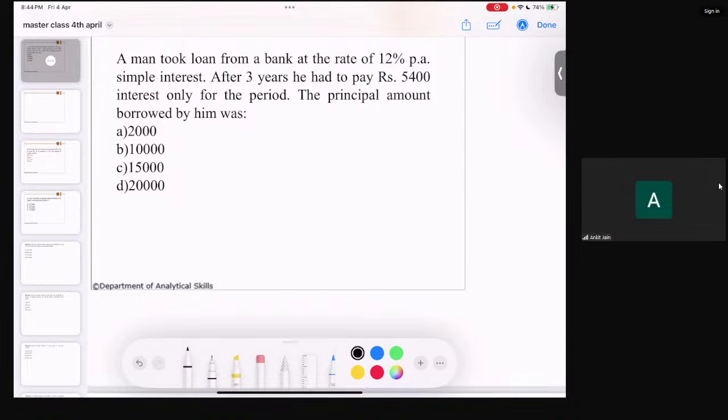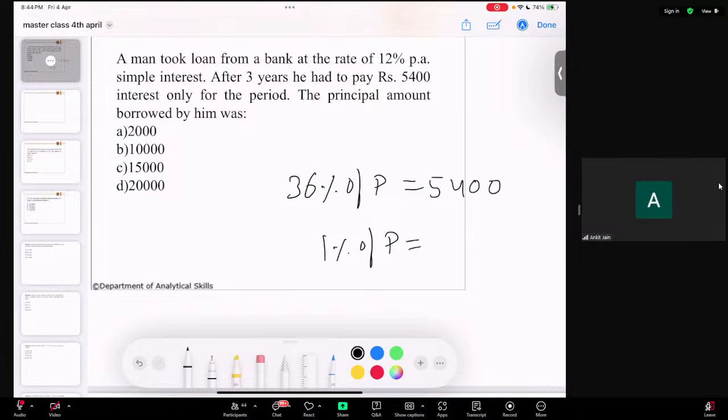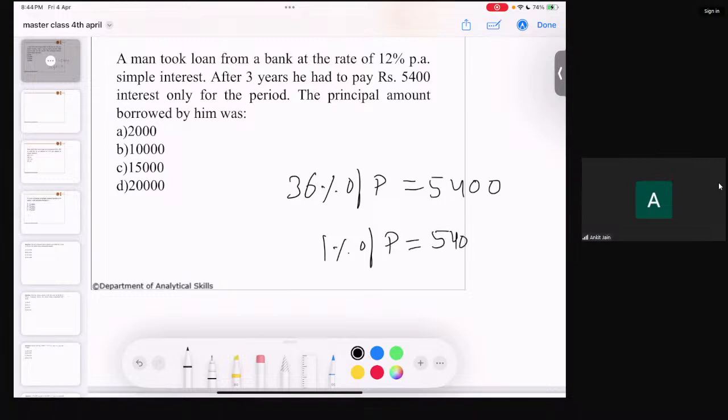12% for 1 year. So for 3 years, it is 36%. So 36% is equal to 36% of principal. RT% of principal is equal to SI. So we can write 36% of principal is equal to 5400. So what is the value of principal? This you have to find. So 1% is how much? 1% is equal to 5400 divided by 36.